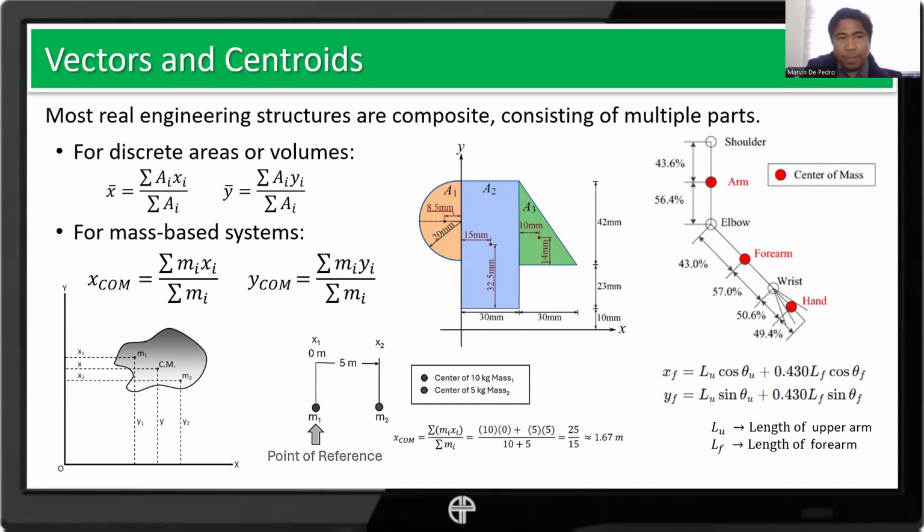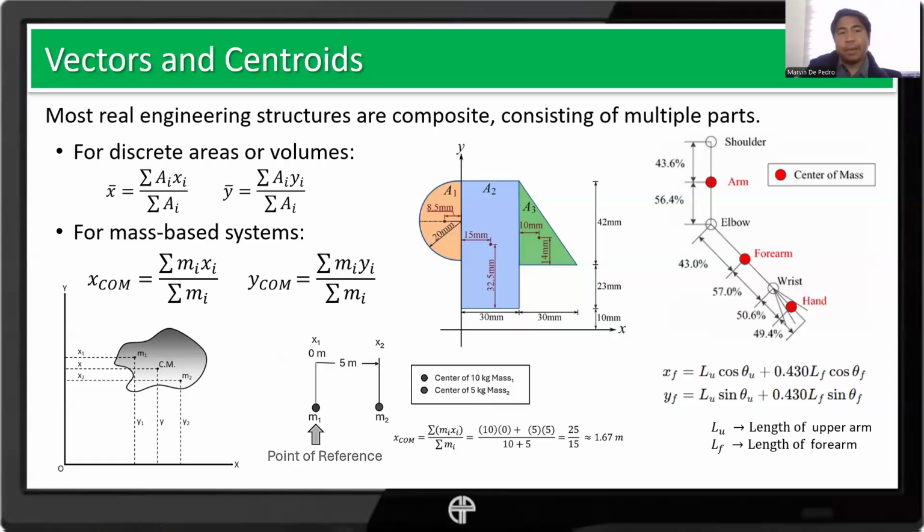For discrete areas or volumes, we can use this formula. Specifically, this is for areas. But if you're solving for the volume, then you just change the A with the V and you add the Z component. So for areas, we only have X and Y, but for volumes, you should have X, Y, and Z, and then replace A with V. Basically, these are just summations of the different cross-sectional areas in a volume or in a solid.